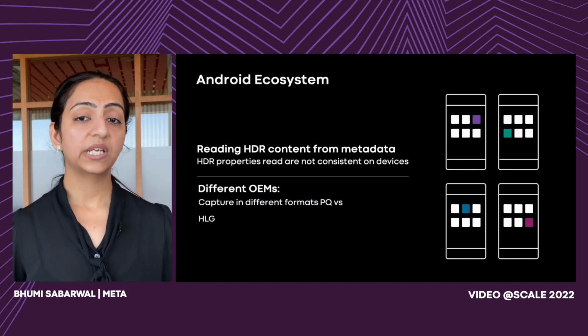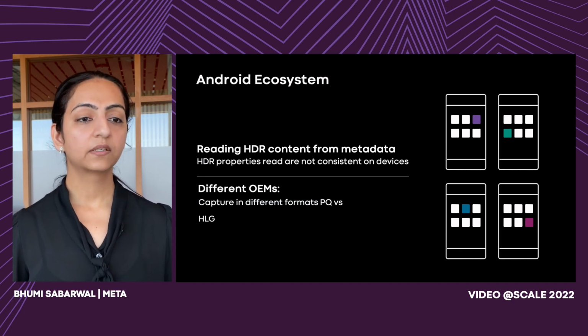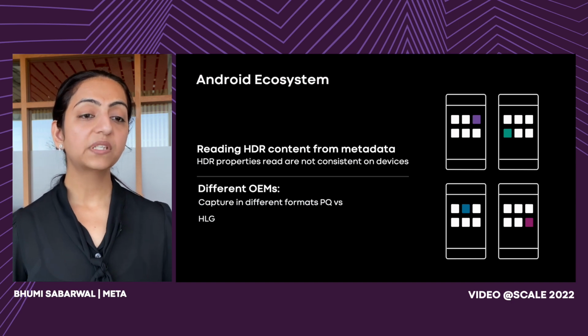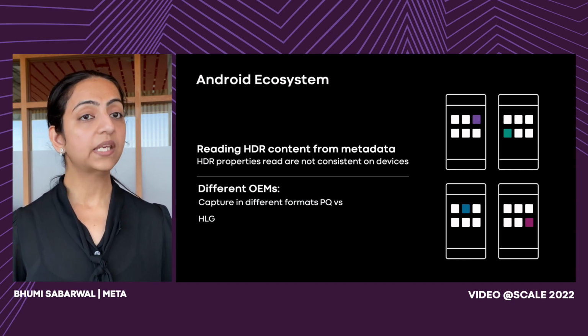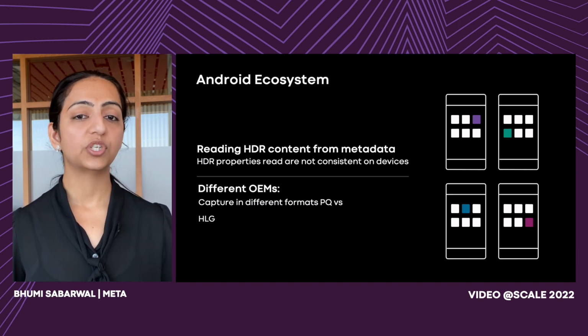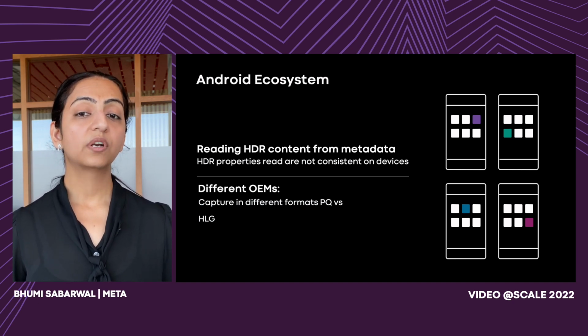OEMs may capture HDR in different formats. So, for example, Samsung captures HDR in PQ, whereas Google Pixel captures HDR in HLG. Hence, we need to correctly read and tone map these profiles correctly. Incorrect or wrong profile tone map will make the video not watchable.